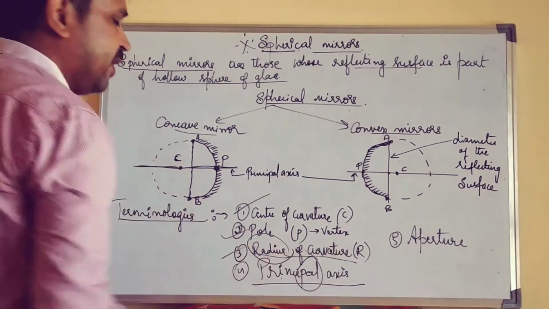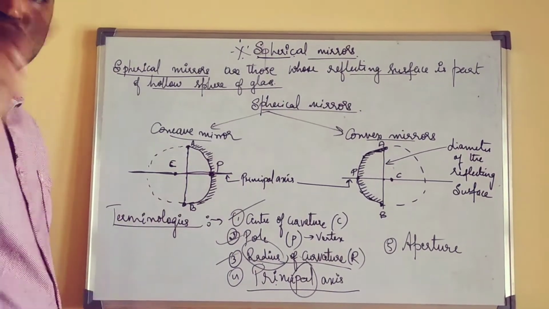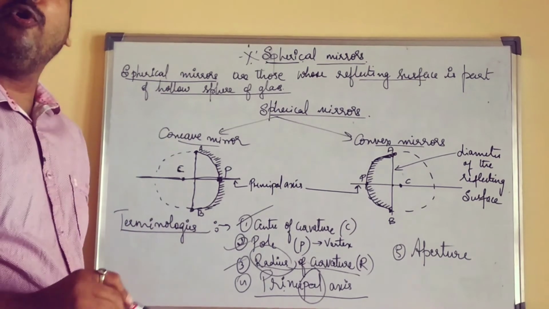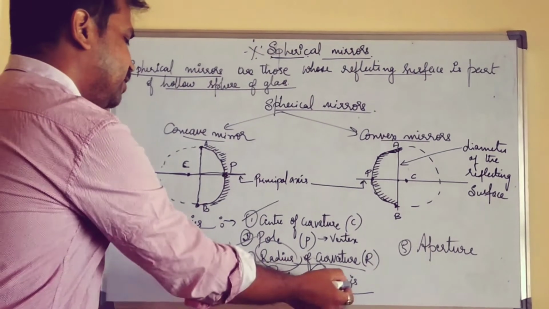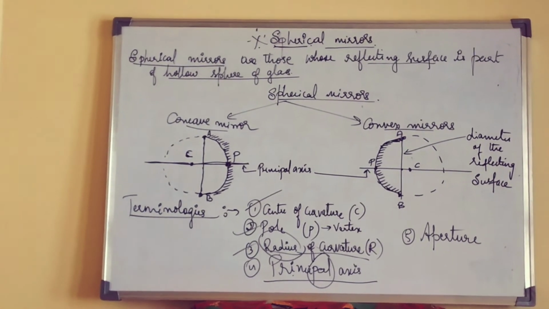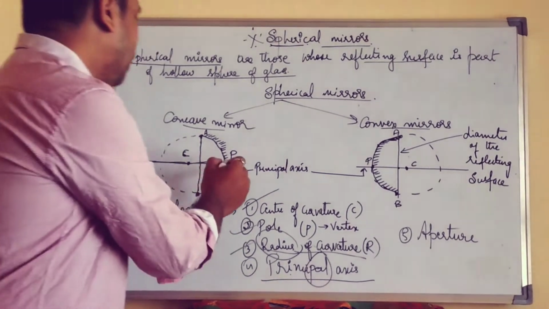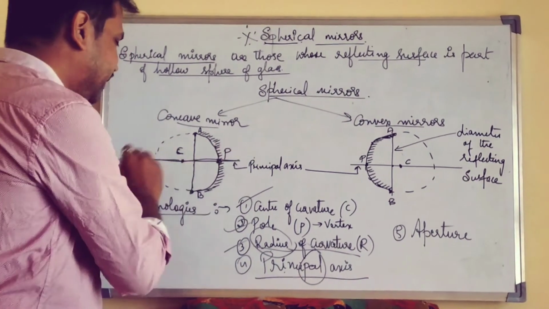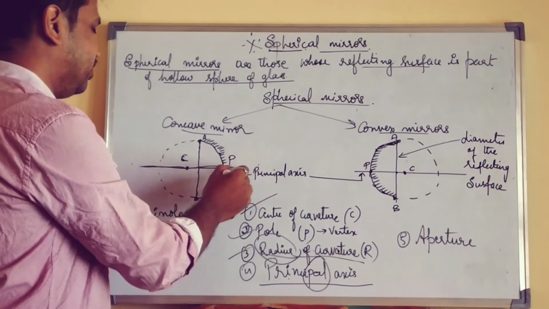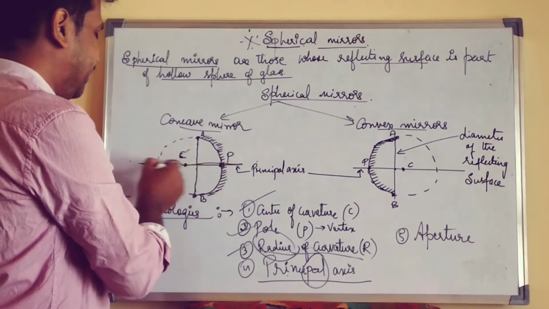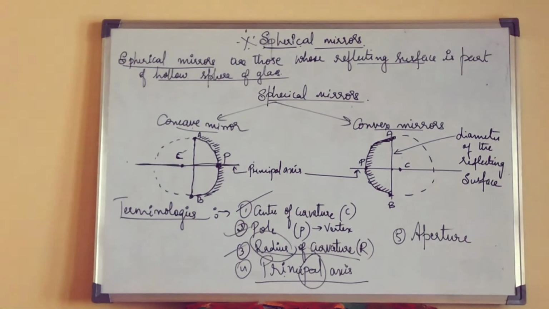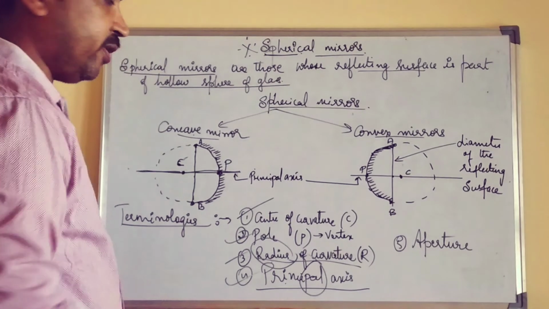Principal axis is defined as the line joining the center of curvature and the pole of the mirror, extended on both sides. You can see the principal axis in both concave and convex mirrors. So that is principal axis. All these definitions are very, very important.